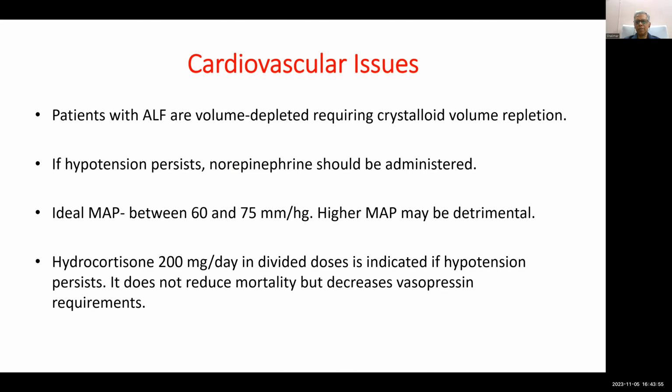Regarding the cardiovascular issues, you need to consider replacement of crystalloids as required. Noradrenaline is the drug of choice as an inotrope. Maintain MAPs somewhere between 60 to 75. A higher MAP is not what we are looking at; it is more detrimental. Use of steroids has not really been shown to improve mortality, but as in the sepsis indication, you can consider steroids in those doses in specific instances as required. However, use of steroids in acute liver failure has been shown to be more detrimental in the long run, as it predisposes them to more infections, particularly fungal infections. So routine use of corticosteroids is not recommended in patients with acute liver failure.